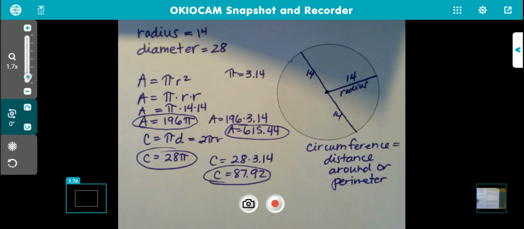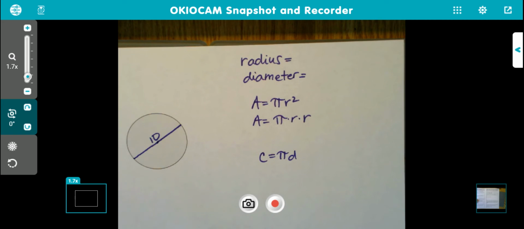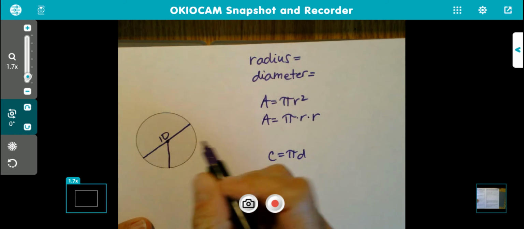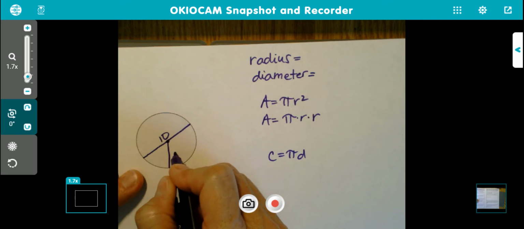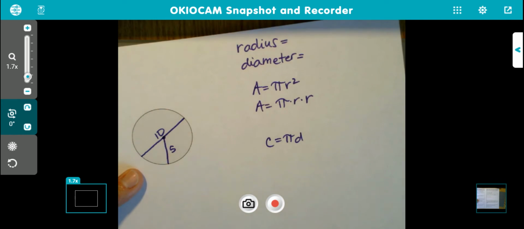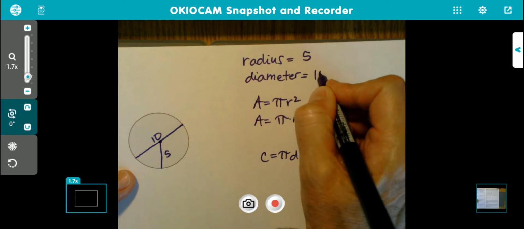Let's do one more real quick here. And in this one, I have given you a diameter, and you have to find the radius, right? So if all the way across is 10, what is halfway across? Well, it would be 5, because 5 plus 5 would give me 10. So the radius is 5, and the diameter is 10.